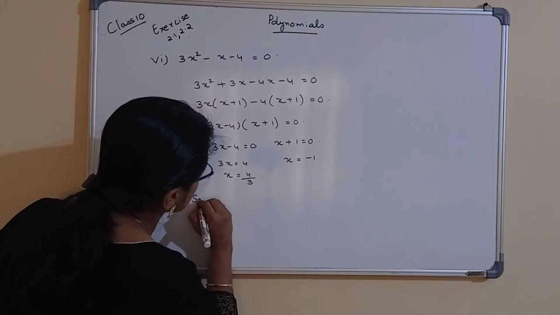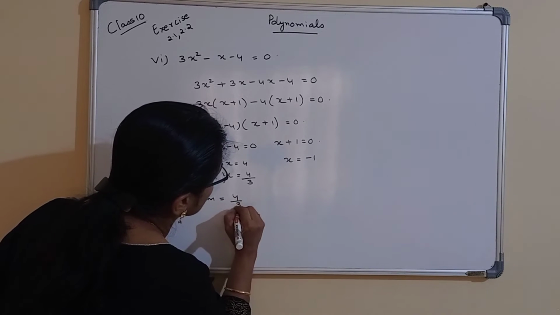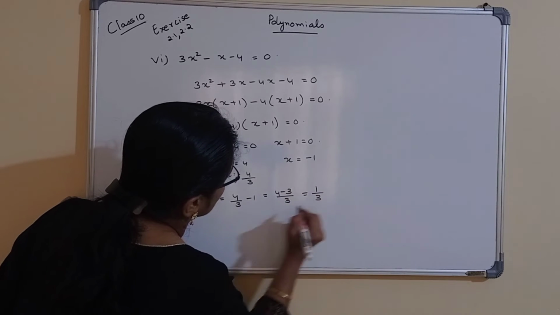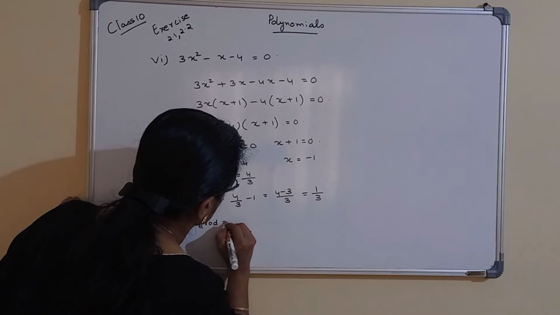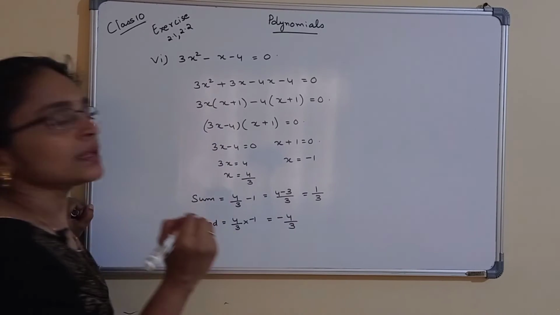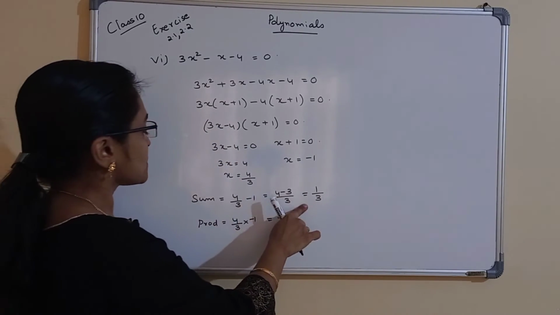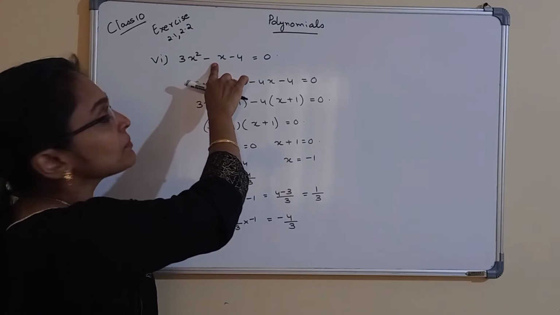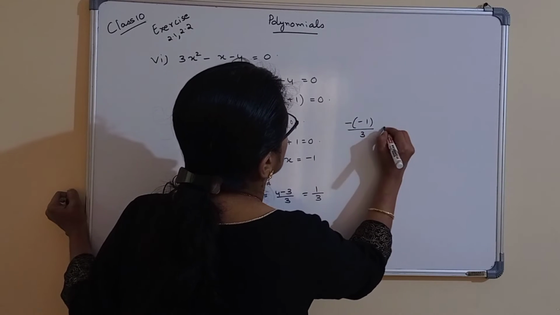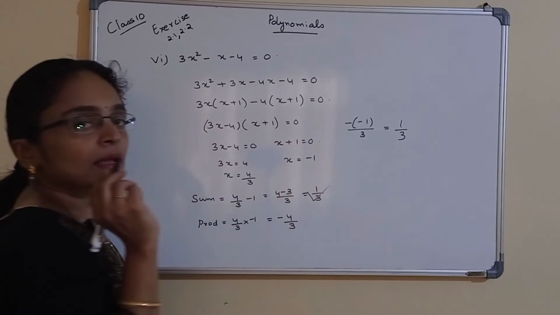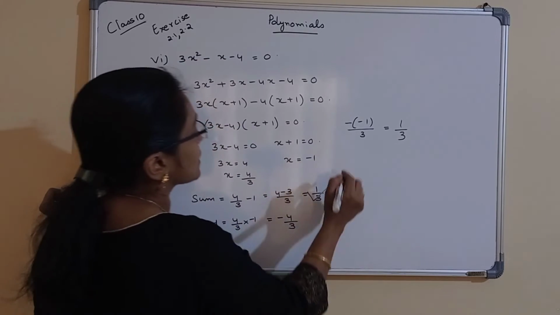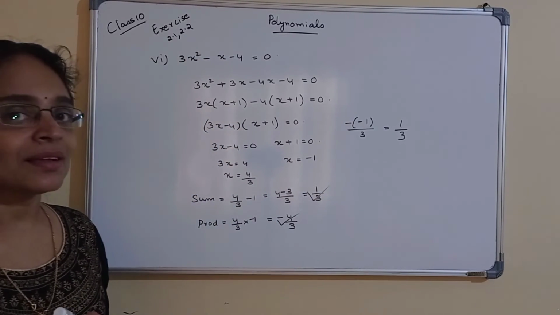Okay. And what is the sum of roots? Sum equal to 4 by 3 minus 1, which is equal to 4 minus 3 by 3, which is equal to 1 by 3. And product equal to 4 by 3 into minus 1, which is equal to minus 4 by 3. Okay, now we will check the relationship, that is minus b by a. Sum equal to minus b by a, which is minus of minus 1 by 3, which is equal to 1 by 3. And this is correct. And what is product? Product equal to c by a, that is minus 4 by 3, which is also correct. Understood?